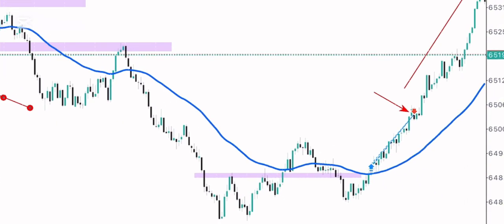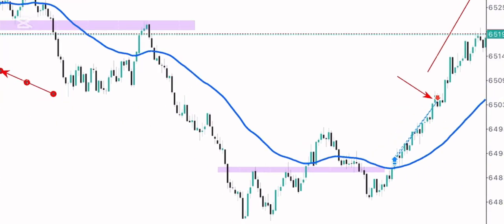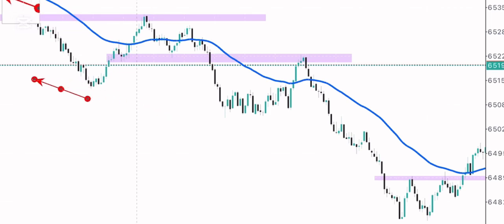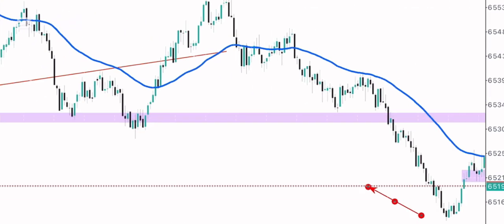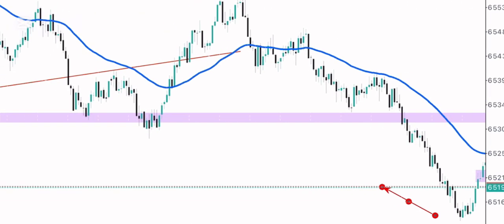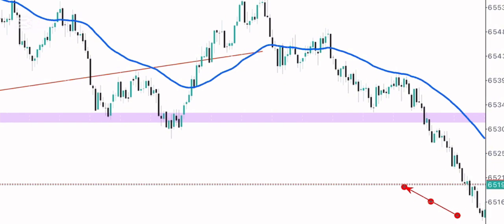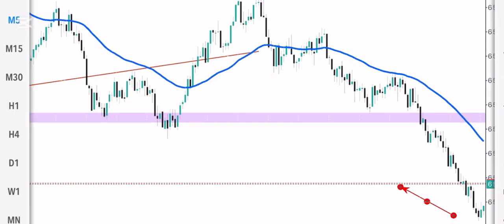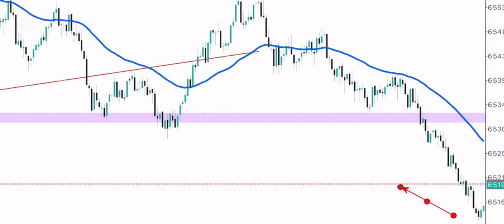All right, so now let's look at the break of trend line and support level, then the retest before you take the trade. I think we can still find that somewhere here. Let me see. We have this. Okay. We have this here.